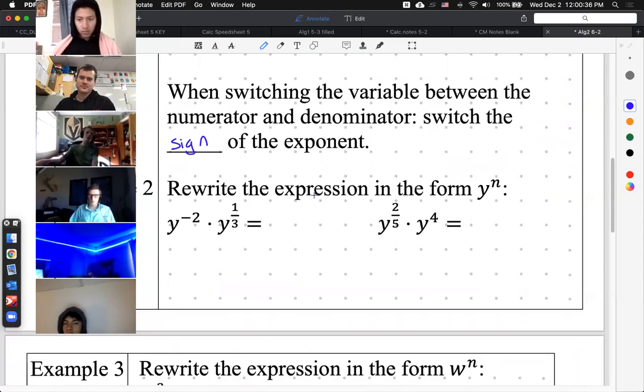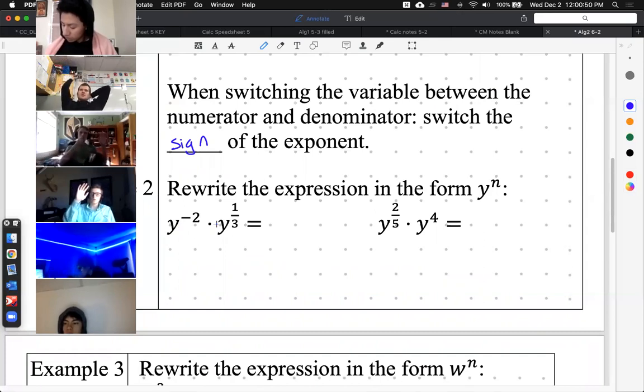Example number 2. We're starting to get a little bit harder here, using some more rules. Notice that I have the same base. Y is the base, Y is the base, and I'm multiplying those bases. I'm using one of these rules. Someone help me. I see Wyatt's hand. Who else has a hand? Go for it, Charles.